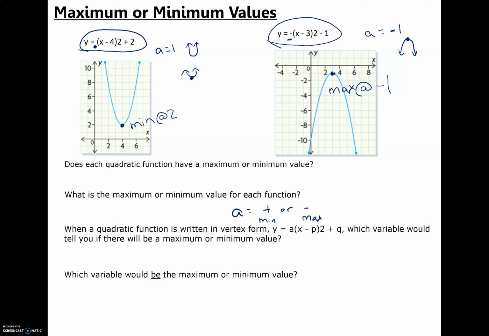And what variable would tell you if there would be a maximum or a minimum value? Sorry, this should go over here. What variable would be the max or min value? Whatever that y value is. So here, graph 1, that's happening at the y value of 2. And in graph 2, the max is happening at the y value of -1. So whatever that q value is, that's your max or your min.